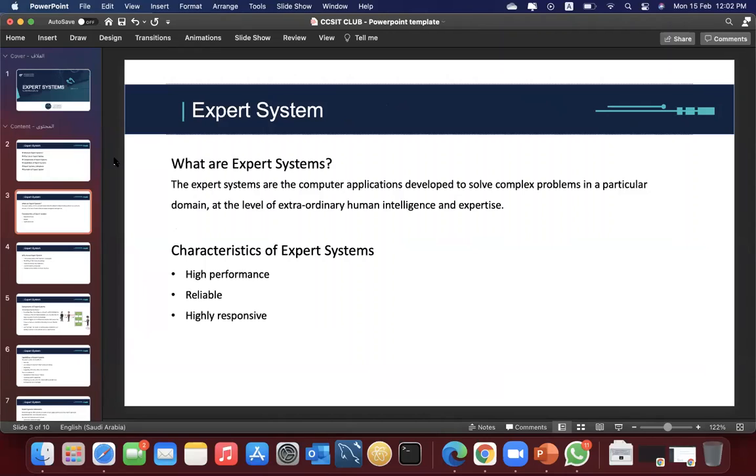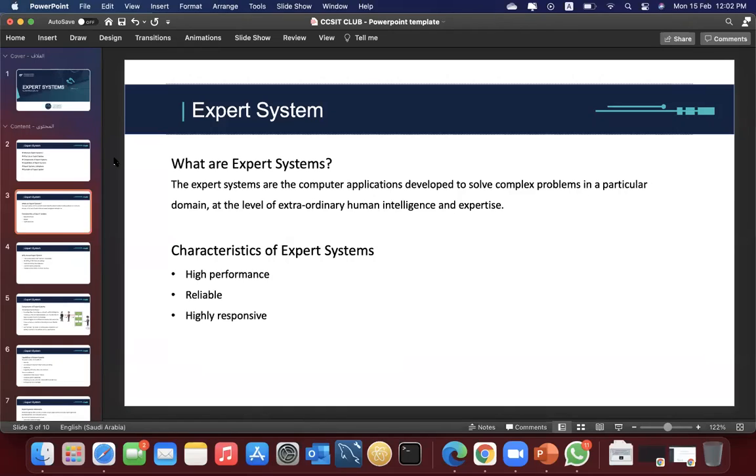So what are expert systems? If we divide expert system into two words, we find expert, which represents a human who is a specialist in some particular field and has high knowledge in it. And the other part, which is system, which represents a combination of components that perform some particular actions and functions to reach a general goal.